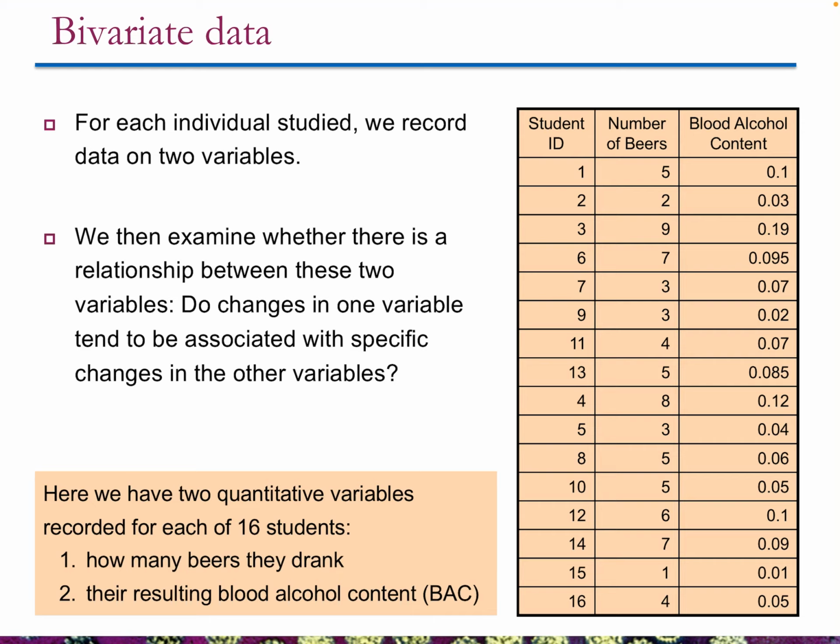By relationship, we mean, do the changes in one variable result in, or tend to be associated with, changes in the other variable? So here in this example, with number of beers and blood alcohol content for each student, we have two quantitative variables. We can measure them or describe them with numbers. We talked about quantitative and categorical before. These are both quantitative: how many beers consumed and their resulting blood alcohol content.